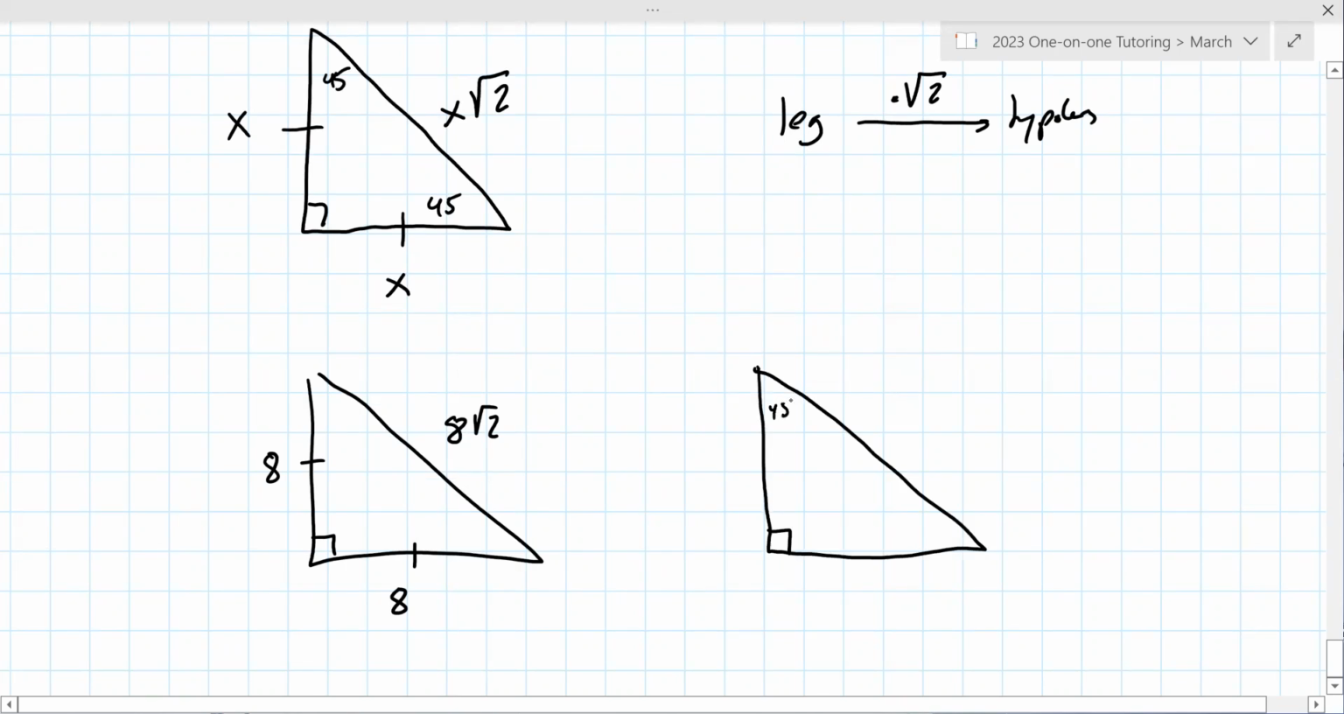Now let's do another one here. Let's say I give you the leg. The leg is 11. What's the other leg? 11 square root 2. Yes.